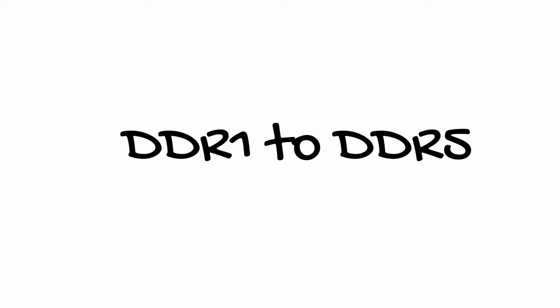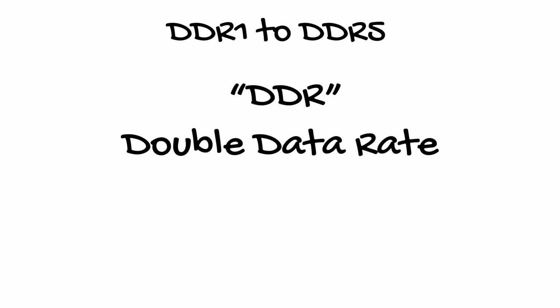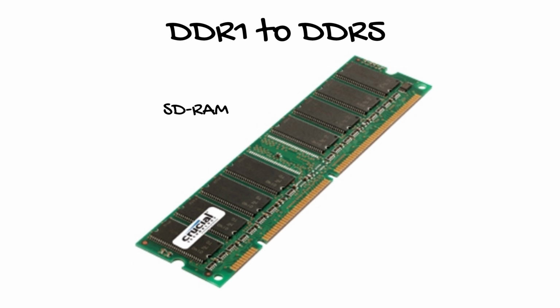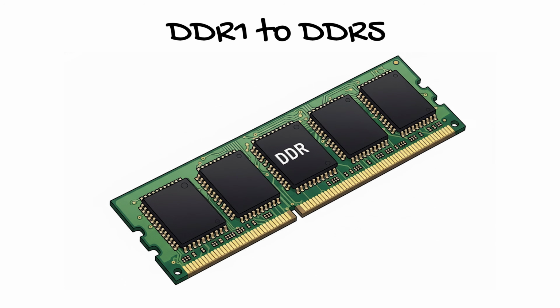From DDR1 to DDR5. Before diving into the generations, we need to understand what DDR stands for. The acronym means Double Data Rate. Simply put, before DDR existed, memory, called SD-RAM, only sent information once per processor beat. DDR arrived to allow memory to send double the data in that same beat. It was the equivalent of upgrading from a one-way street to a two-way avenue.